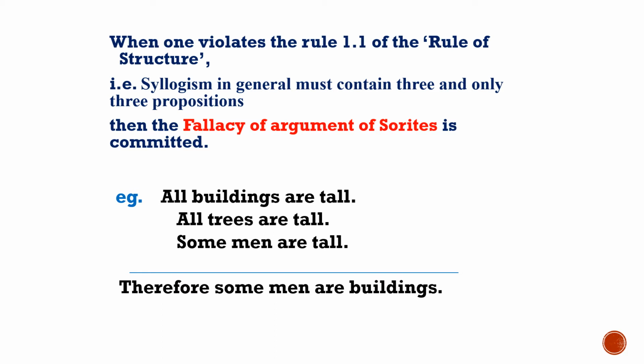Here we have three premises and one conclusion. That is, all buildings are tall is the first premise, all trees are tall is the second premise, some men are tall is the third premise, and the conclusion is some men are buildings. So in total we have four propositions, that is more than 3. So we commit the fallacy of argument of syllogisms, and this argument ceases to be a categorical syllogism.